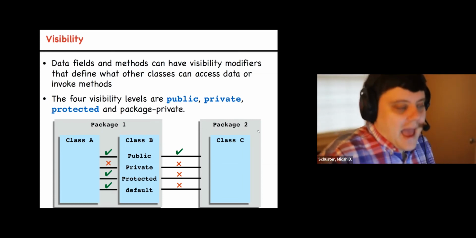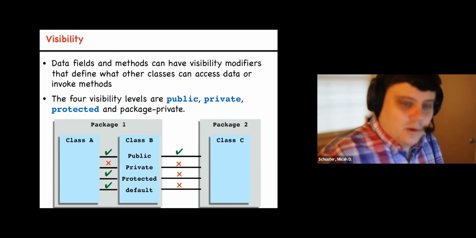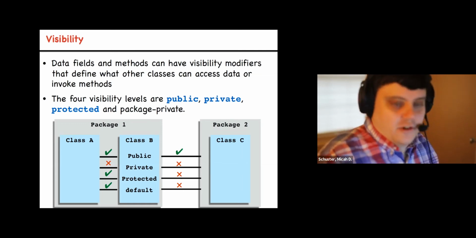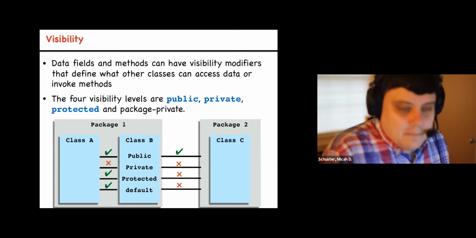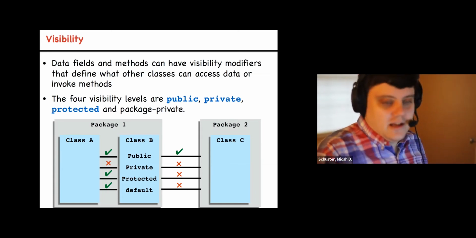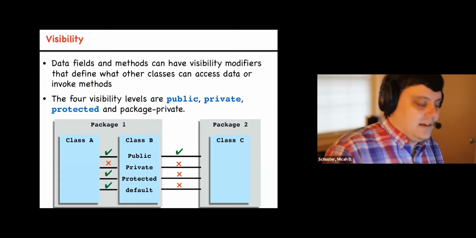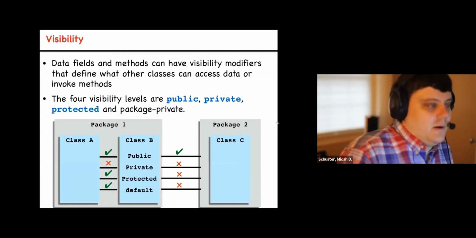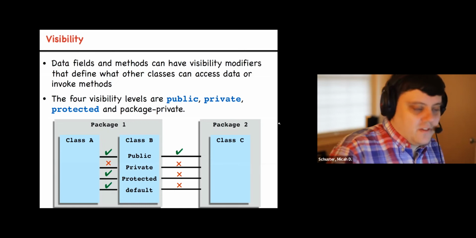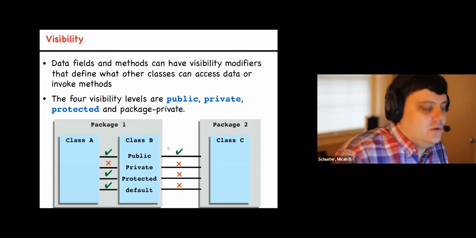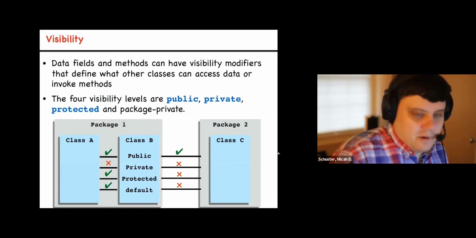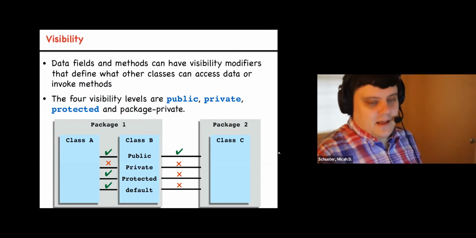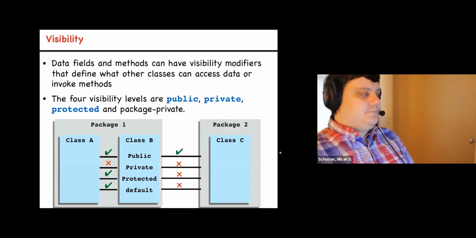So think of them as, do you need this variable to be accessed from other classes? If you do, then making it public is the way to go. If you don't, making it private is, and then you can decide on the other two, protected or default, depending on the situation. So most of the time for this class and for most of CS2, we're just going to be dealing with public and private, with a little bit of protected when we talk about that sort of stuff in a CS2 class.